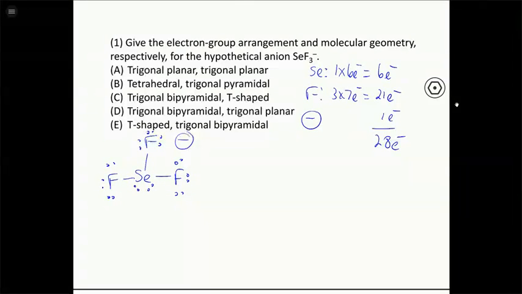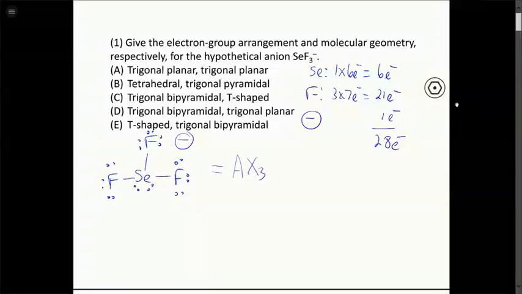All right, so then we have to translate this to an electron group arrangement and a molecular geometry. So the electron group arrangement is the arrangement of all of the valence electrons on the central atom. That's going to include the bonding pairs and the non-bonding pairs. And the electron group arrangement just comes from the total number of electron groups. So we can put this into that AXE notation, central atom, and then the central atom has 3 fluorines bonded to it, so it's going to be X3. And then it has 2 pairs of non-bonding electrons, so that's going to make it E2. So it's an AX3E2.